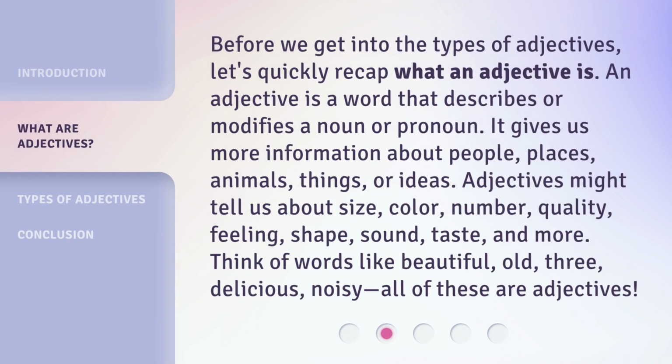Before we get into the types of adjectives, let's quickly recap what an adjective is. An adjective is a word that describes or modifies a noun or pronoun. It gives us more information about people, places, animals, things, or ideas. Adjectives might tell us about size, color, number, quality, feeling, shape, sound, taste, and more. Think of words like beautiful, old, 3, delicious, noisy. All of these are adjectives.